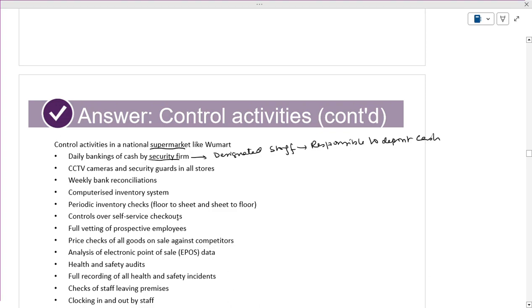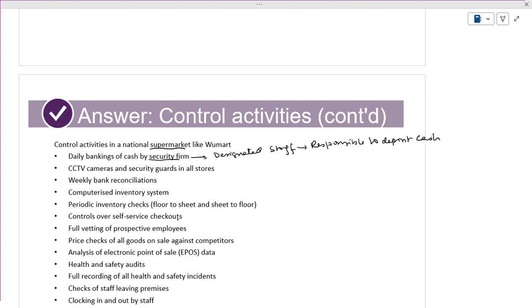I will tell you very clearly. ATM: hardly will you see when the cash is being refilled. Very few instances you will come across. Once in a while the ATMs will be refilled. When ATMs are refilled, the bank staff will be there and the security people will also be there. That is the reason we are talking about daily banking of cash by the designated staff.